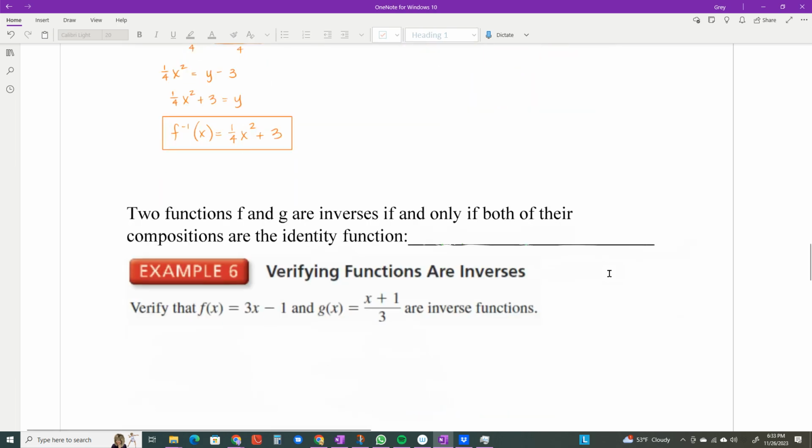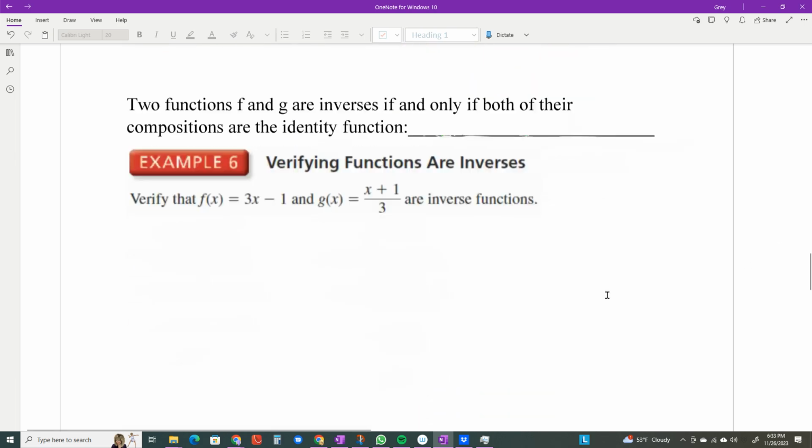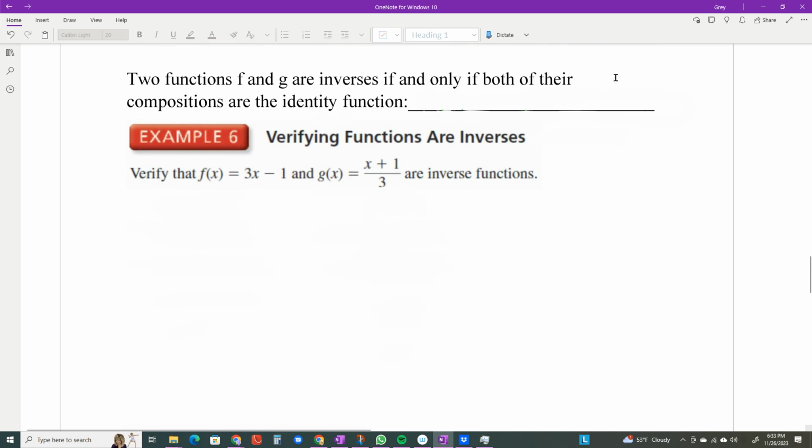All right, now 2 functions. We got 2 more examples and we're done. 2 functions, f and g, are inverses if and only if both of their compositions are the identity function. So that says if f of g of x equals x and g of f of x equals x. Okay, so the identity function, in case you don't remember, is that function y equals x. So we have to verify functions are inverses. Verifying in math, y'all, is the same thing as doing proofs.